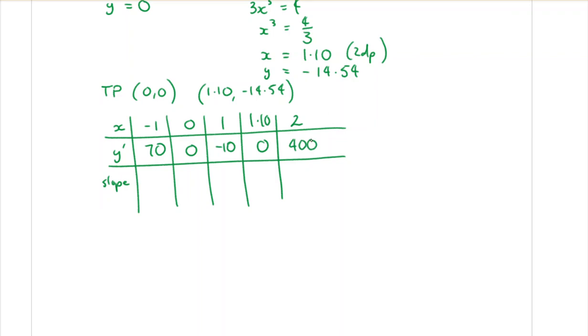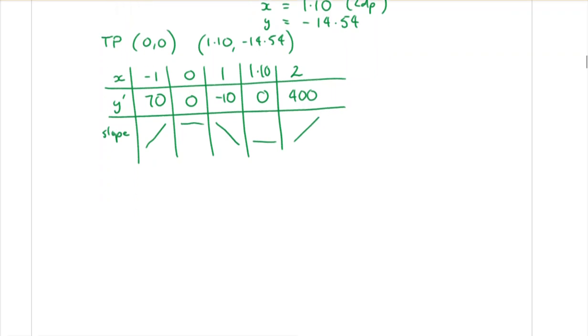So the slope, 70 is positive, so it's going up. 0 means horizontal. Negative 10, negative slope is going down. 0 is horizontal again, and 400 is a positive uphill gradient. And you can see from there, you don't have to do this, but if you like to, you can bring the first turning point out. There's the first one, and then there's the second one. If you're happy looking in the table though, that is fine.